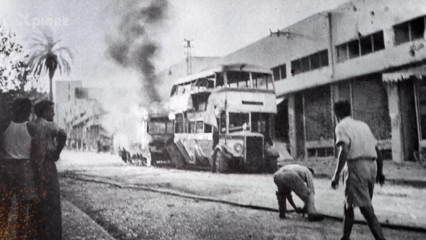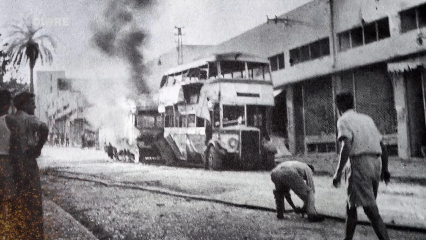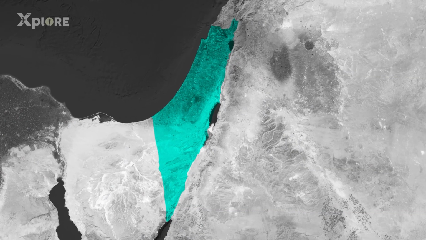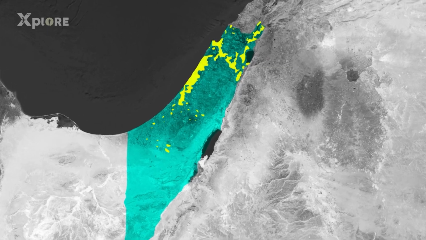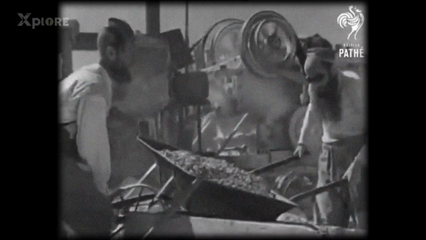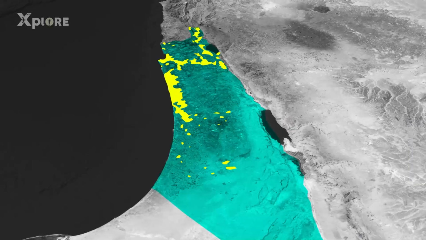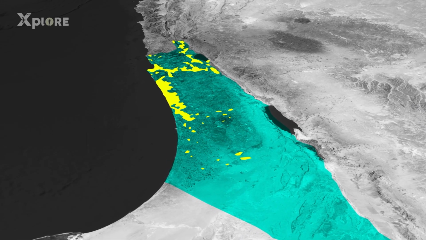By then, tensions between Muslims and Jews in this land had reached their peak. By 1946, numerous Jewish settlements had been established. Until then, most of the land where Jews had settled was purchased. Forced land seizures began a little later.